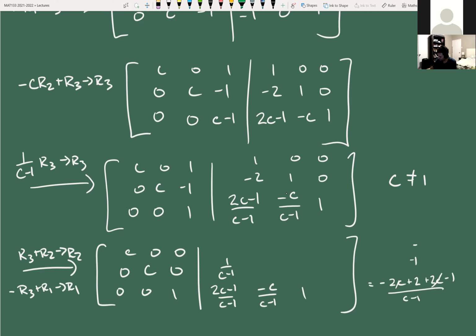If I do the same thing, so I'm just straight up adding them, I'm going to get 1 minus c over c - 1. So it's going to be c minus c. So this is going to be -1 over c - 1. And then this is just going to give me 1.